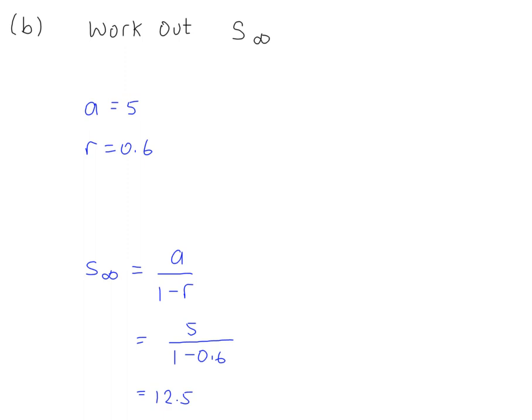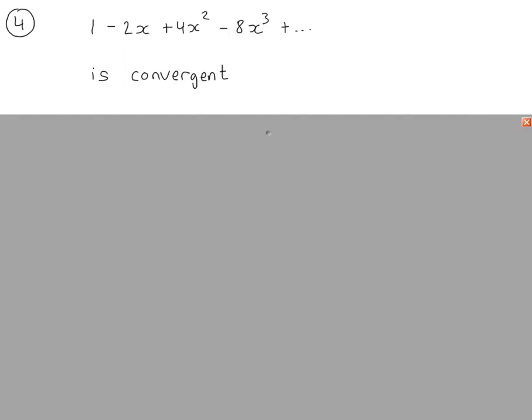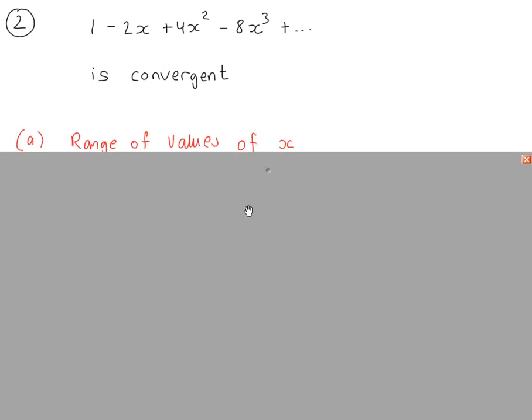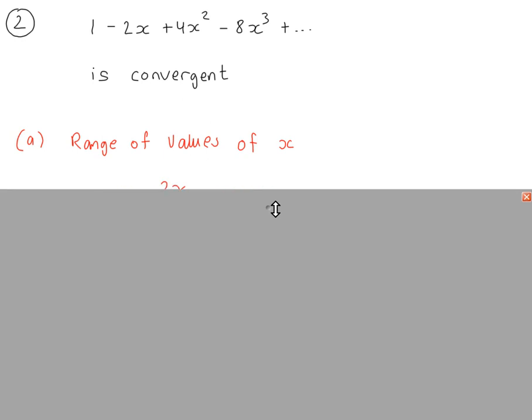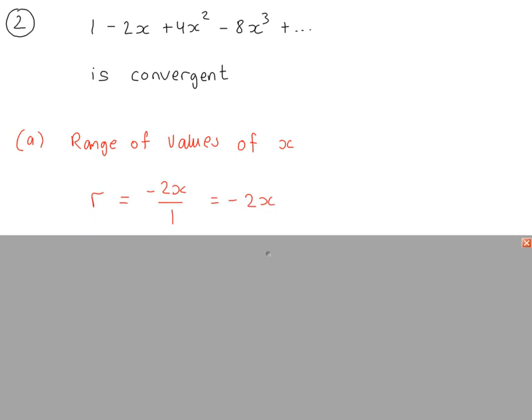For this series to be convergent, and to find out the range of values of x to make the series convergent, we work out r, so we just take any two consecutive values. So we have this value here and the one before it. It's the one on the right divided by the one on the left. So r is equal to minus 2x. And we know that r should be between minus 1 and plus 1 if the series is to be convergent.